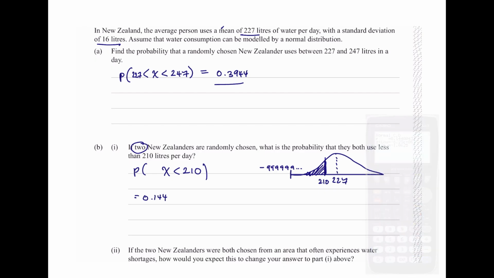but we want the probability for two New Zealanders, right? So this is the probability for one New Zealander, but for two New Zealanders, since they're independent events, how do we find the probability of two independent events occurring together? We have to multiply. So we go 0.144 squared, or 0.144 times 0.144, and that should give us a probability of 0.0207.